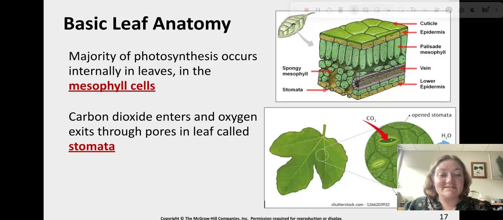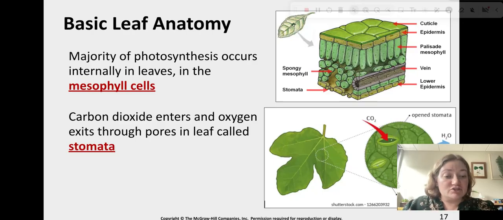Right, so these mesophyll cells are the cells inside of the leaf. There are two different types, right? And you'll notice that inside of the cell, there are two areas that look a little different. We have the palisade mesophyll, which are long and columnar shaped. And then we have the spongy mesophyll cells, which are round, a little bit more irregular, there's more open spaces. All right, so photosynthesis is happening in these mesophyll cells.